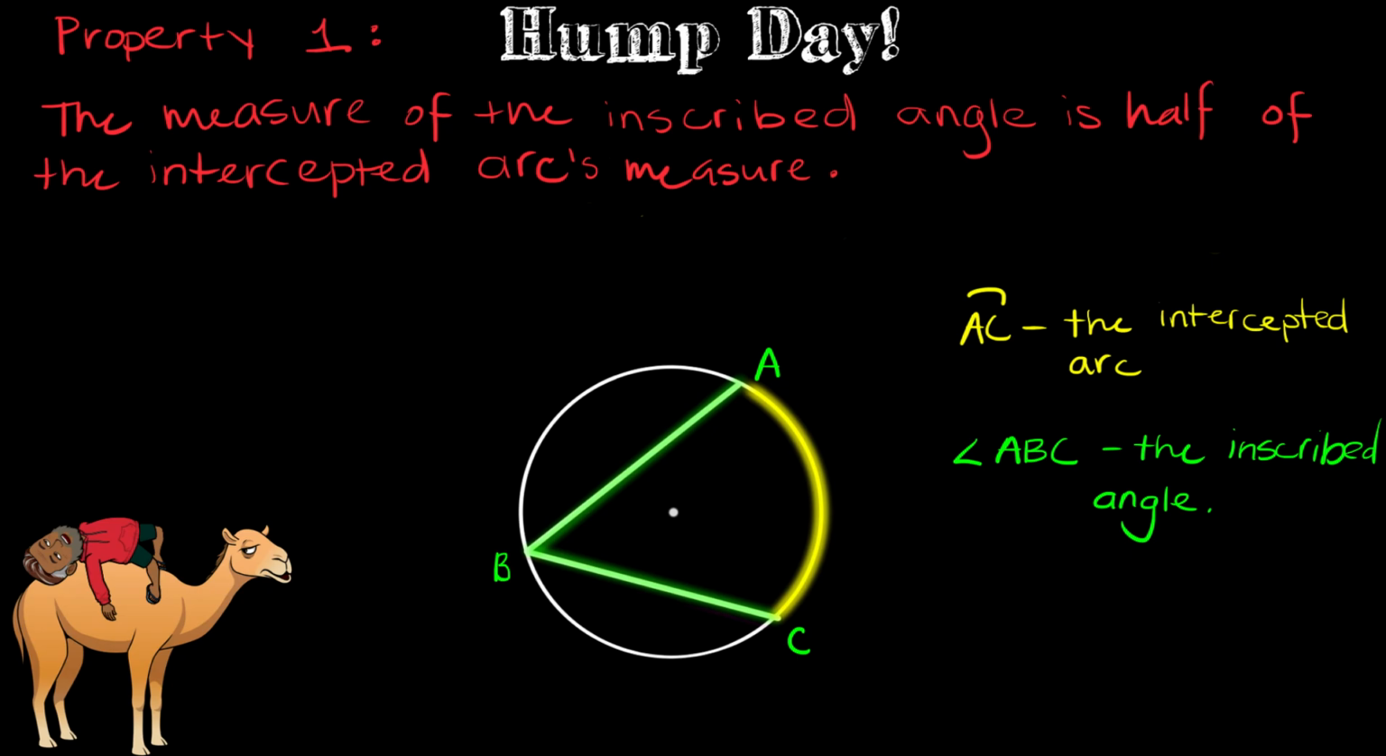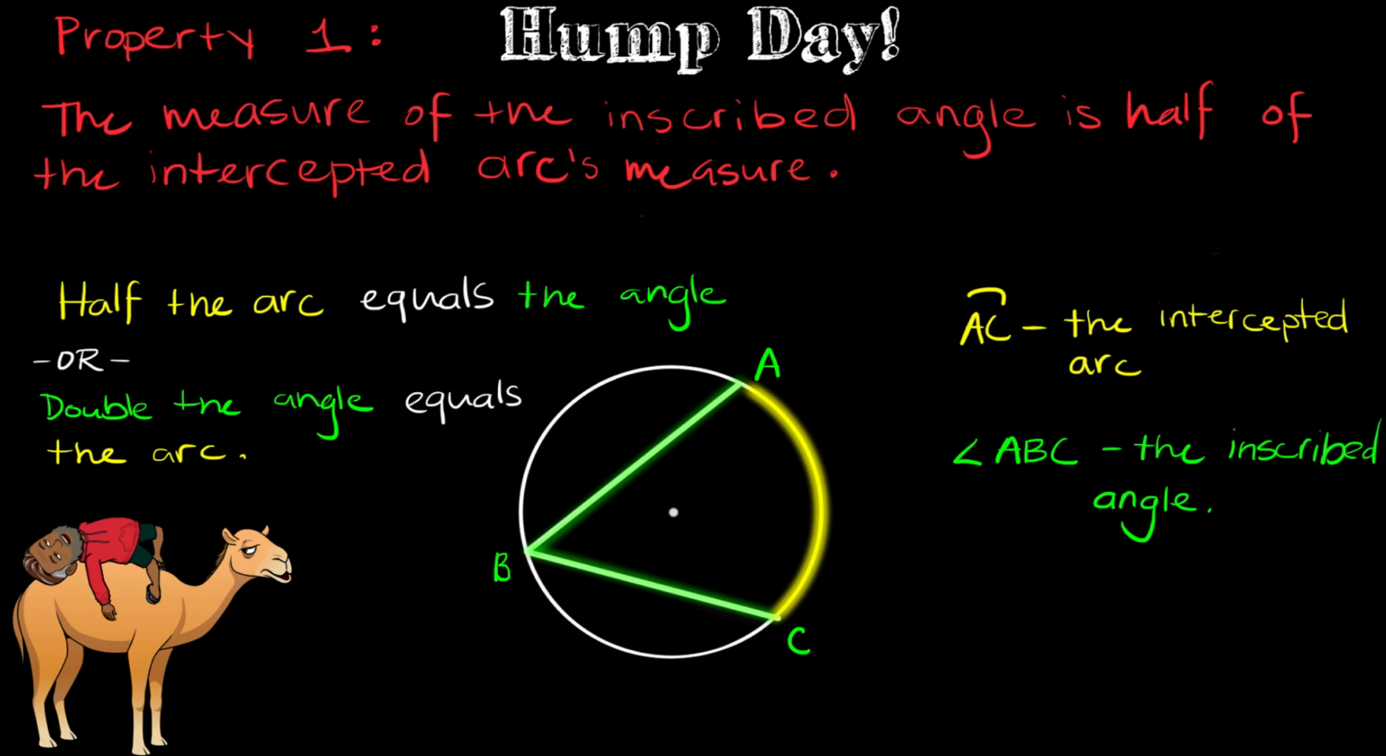And this is how I would write it as a shortcut. If you take half of the arc, you're going to get the angle, all right? So half the arc equals the inscribed angle. Or if you were to double the angle, that will equal the measurement of the arc, okay? So those are the two things. Cut the arc in half, get the angle, or double the angle to get the arc. Now, this only works for inscribed angles. Please don't try this on central angles or any other angles with circles, just the inscribed angle.